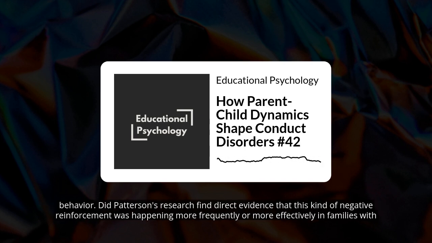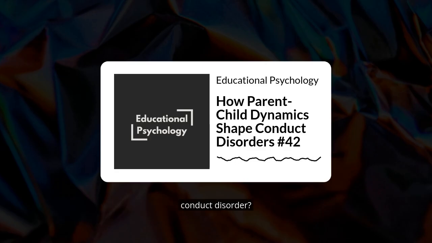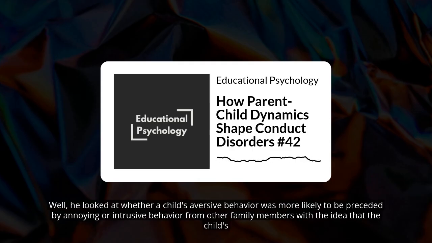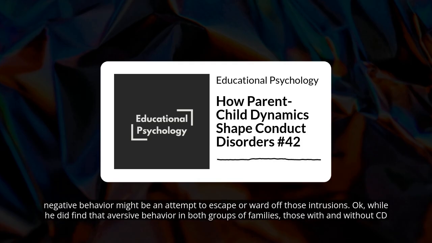Did Patterson's research find direct evidence that this kind of negative reinforcement was happening more frequently or more effectively in families with conduct disorder? Well, he looked at whether a child's aversive behavior was more likely to be preceded by annoying or intrusive behavior from other family members, with the idea that the child's negative behavior might be an attempt to escape or ward off those intrusions.